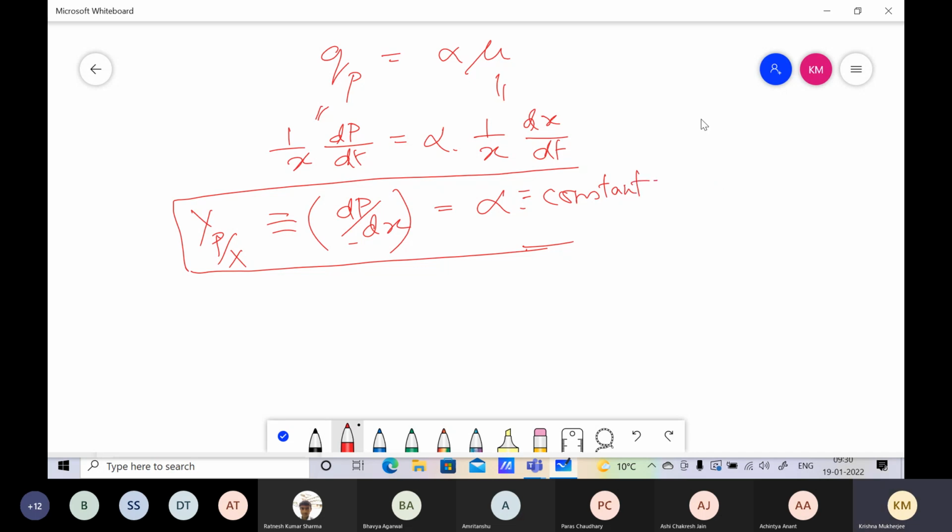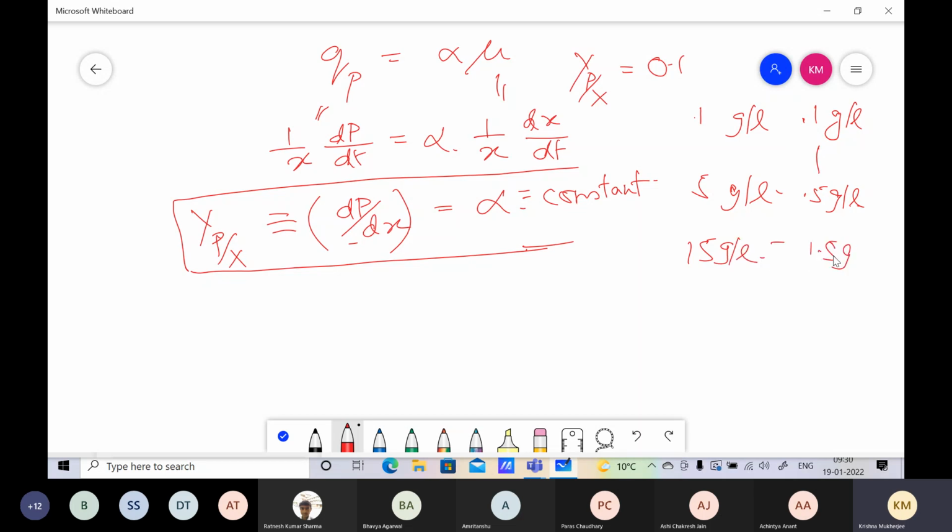Which means that if the biomass increases from 1 gram per liter to 5 grams per liter, and the product is 0.1 gram per liter, then the product will become 0.5 grams per liter. So there is a proportionality which is maintained. Yp/x is 0.1, and so if you make 15 grams per liter of biomass, you don't have to do too much calculation. You multiply it by 0.1 and say there will be 1.5 grams of product.